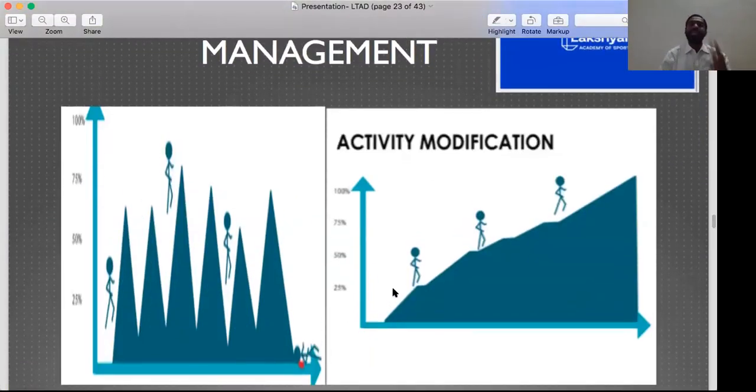Now, how do you then manage the situation? The moment you start to see that something is going downhill, that something in the red zone has started to come, please take up responsibility and act fast. That means activity modification, keep going up and down. 1 week high load, 1 week low load, 1 week high load, 1 week low load. Near the competition, 2 weeks before high load, 1 week before taper it down, allow him to recover and rest.